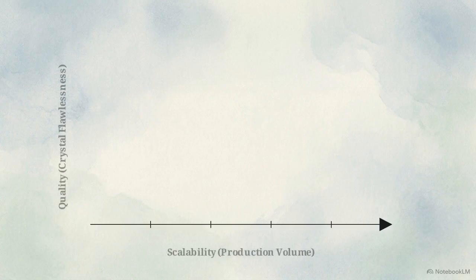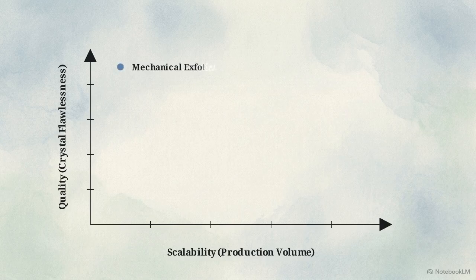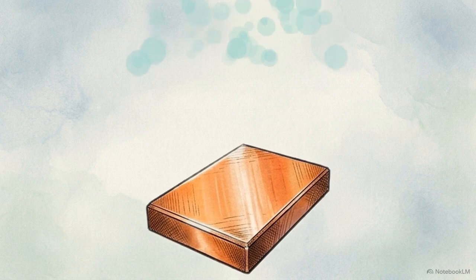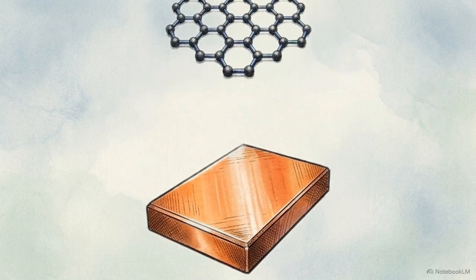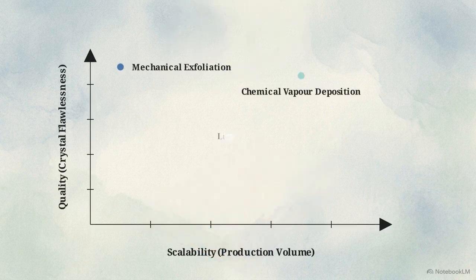Moving across the x-axis requires a trade-off. Achieving industrial volume strictly requires sacrificing some degree of atomic perfection. Chemical vapor deposition, or CVD, sits in the upper right. This process grows graphene by reacting hydrocarbon gases over transition metal substrates like copper at high temperatures. CVD maintains high lattice integrity across larger surface areas, making it the optimum compromise when continuous electron flow is mandatory.